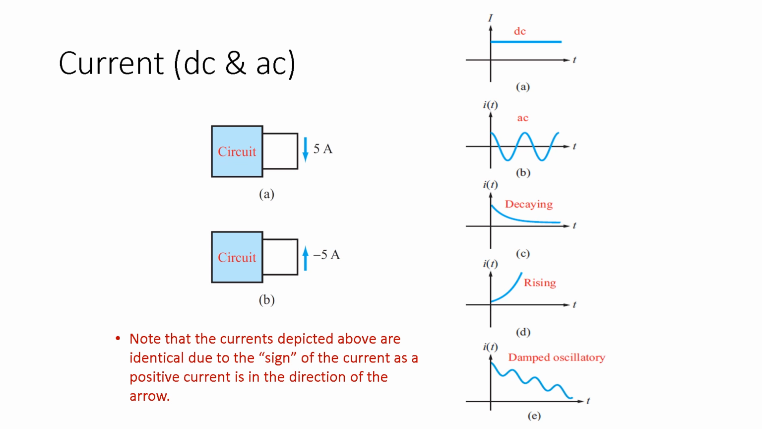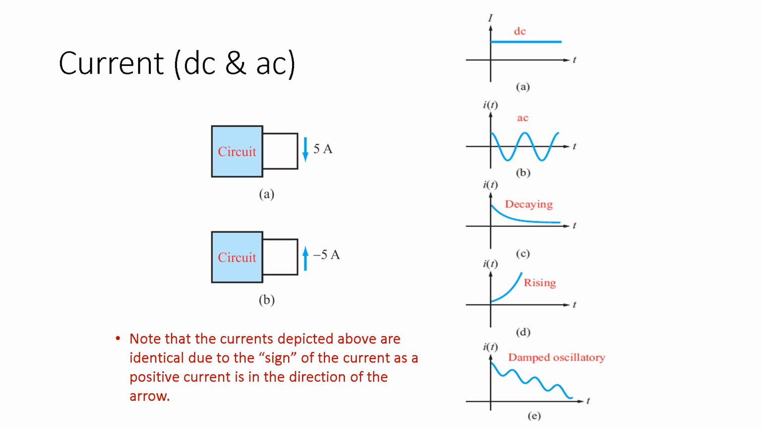So here we're going to look at current in DC and AC. DC stands for direct current, AC stands for alternating current. In A, we have a simple little circuit doing something, it doesn't really matter, and the direction of current is drawn with 5 amps of current going through that wire. However, in B, the direction of current drawn is the exact opposite, so the arrow is going in the opposite direction, and the current is given a negative sign.